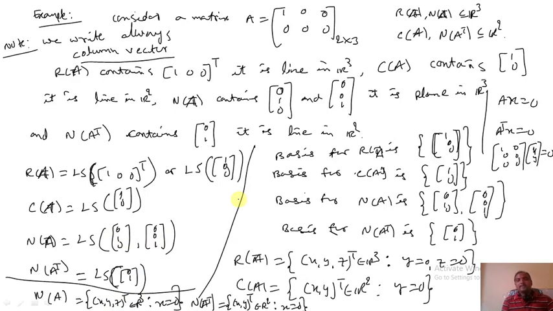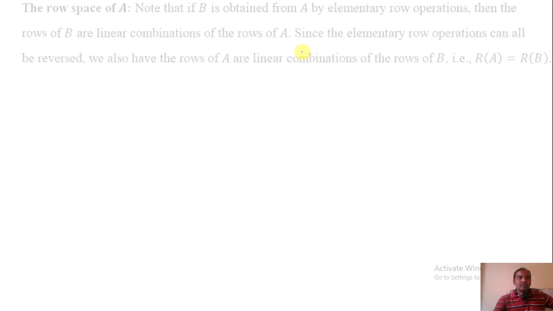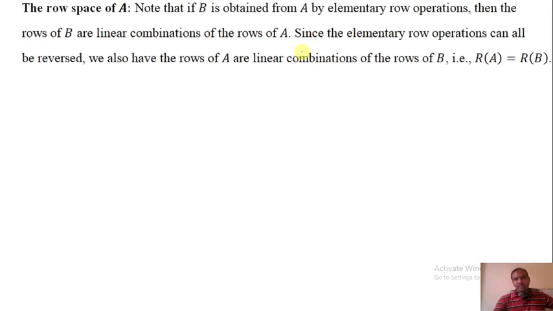It is simple. Suppose here I have given only one non-zero row or one non-zero column. If there is more than one non-zero row or non-zero column, I will discuss later how to find these four fundamental subspaces. First, we'll discuss how to find the row space.